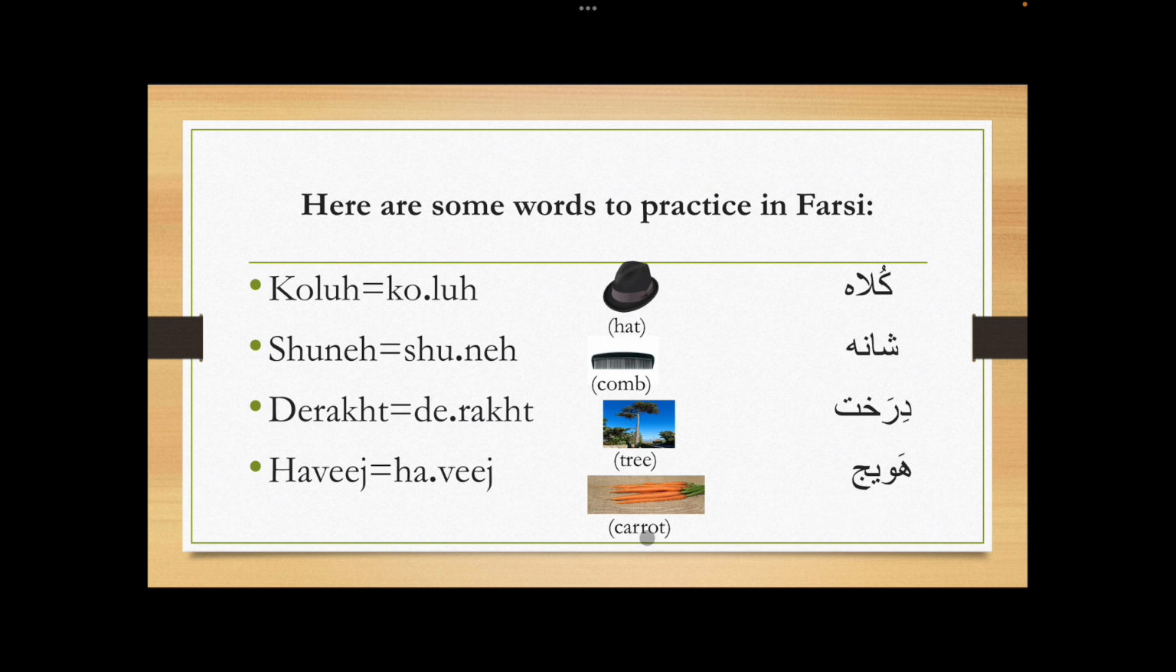which means carrot. So let's try to do these ones relatively quickly, just again so you get used to it. So this one's kola, shane, deracht, and havij. All right?